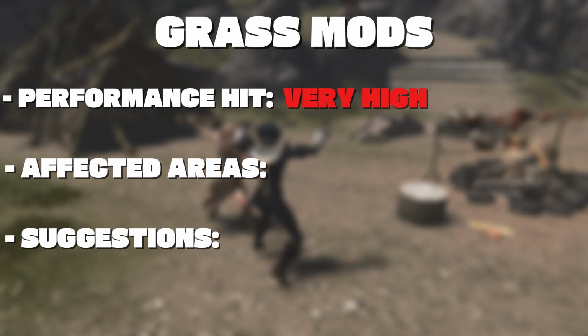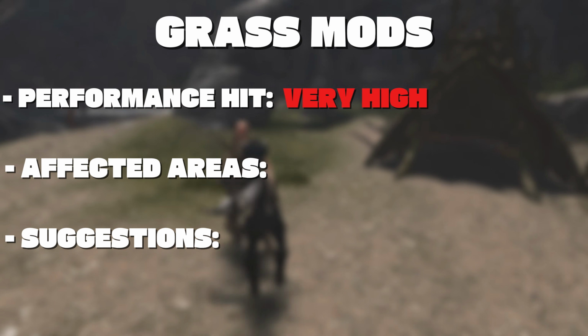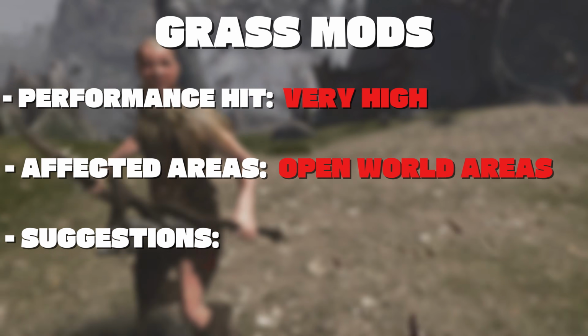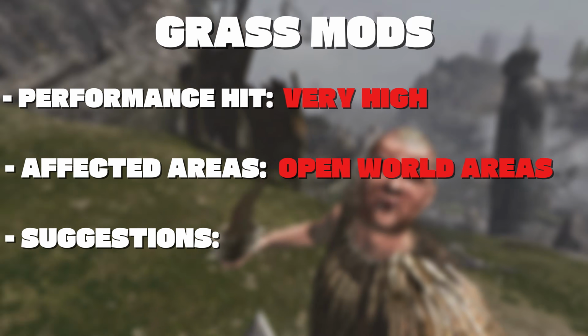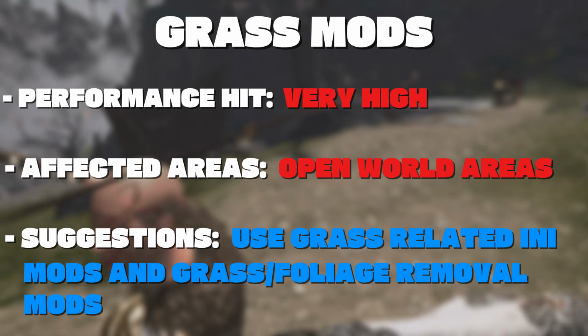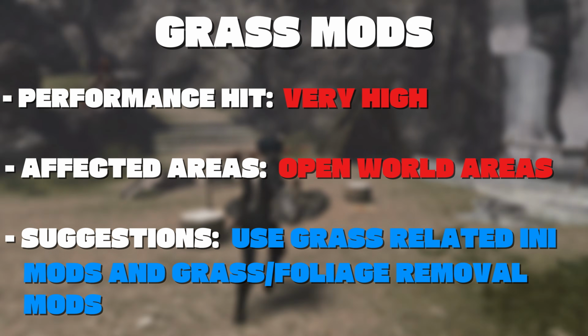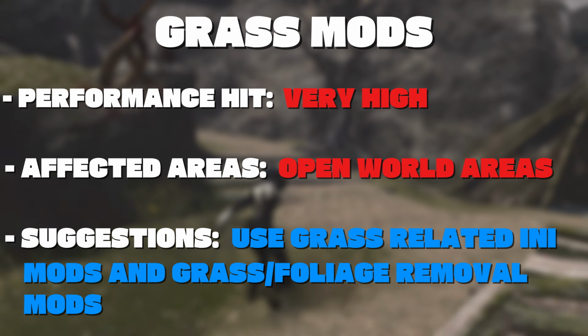With a very high performance hit, more grass equals more RAM usage. The most affected areas to expect performance drops are in open world areas. You can use mods like the Less Grass mod, remove useless plants, and remove rocks to free up some VRAM, which will improve your performance. You can also use Simple Workaround Framework to manually set your grass settings.